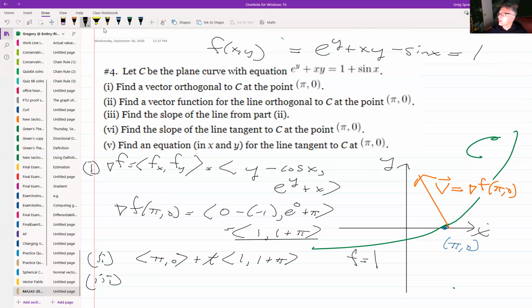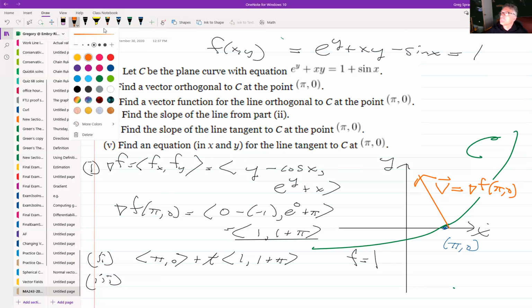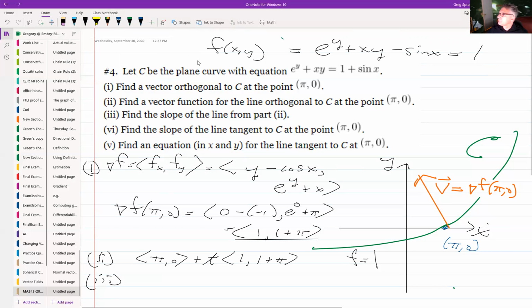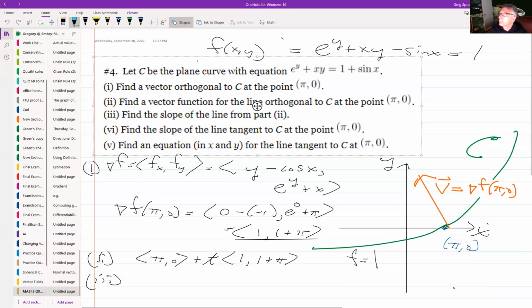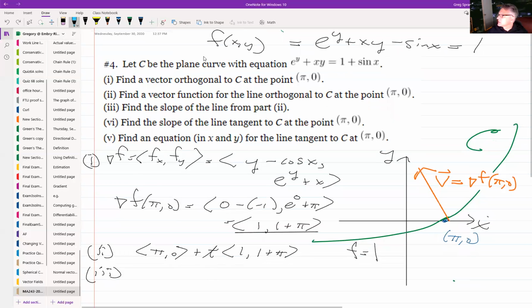Find the slope of that line. Let me sketch the line. Let's try that one more time. Yeah, it's better. Good enough. So this vector v is 1 plus pi.